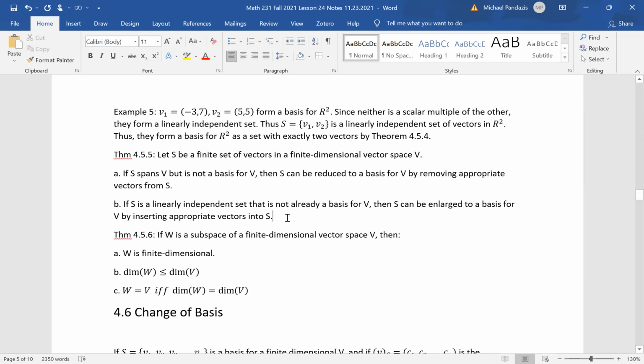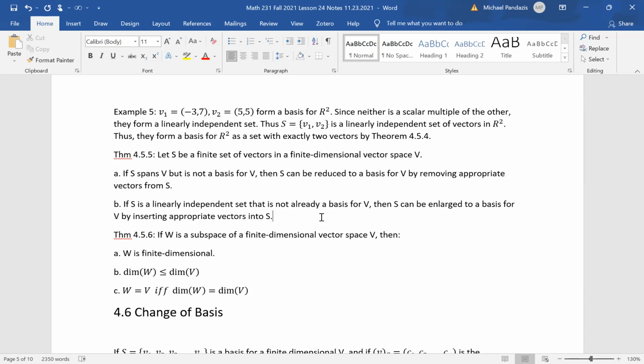Part B: if S is a linearly independent set that is not already a basis for V, what's happening is you have a linearly independent set, but it's not big enough. You need more vectors in it to become a basis. It doesn't span your vector space, so you need more vectors in order for the set to span it. By part B, the conclusion is that you can enlarge the set S to a basis for V by inserting appropriate vectors into S. So there's a way to take that too-small linearly independent set and add appropriate vectors to it so that you get a basis. That's theorem 4.5.5.